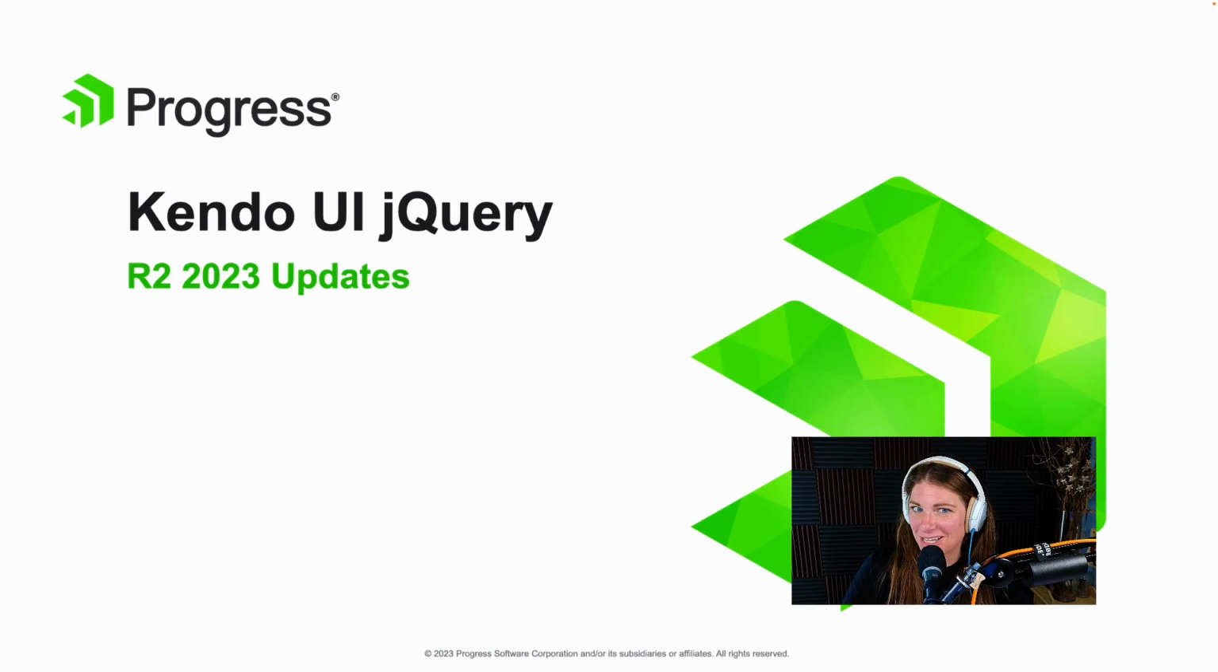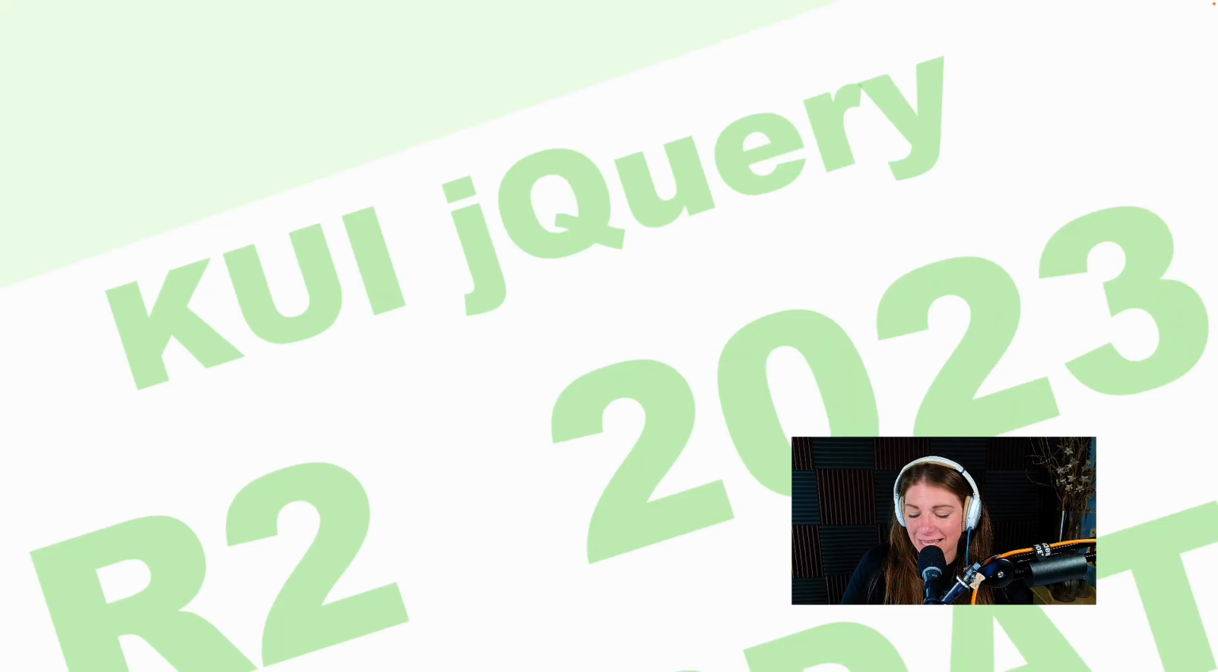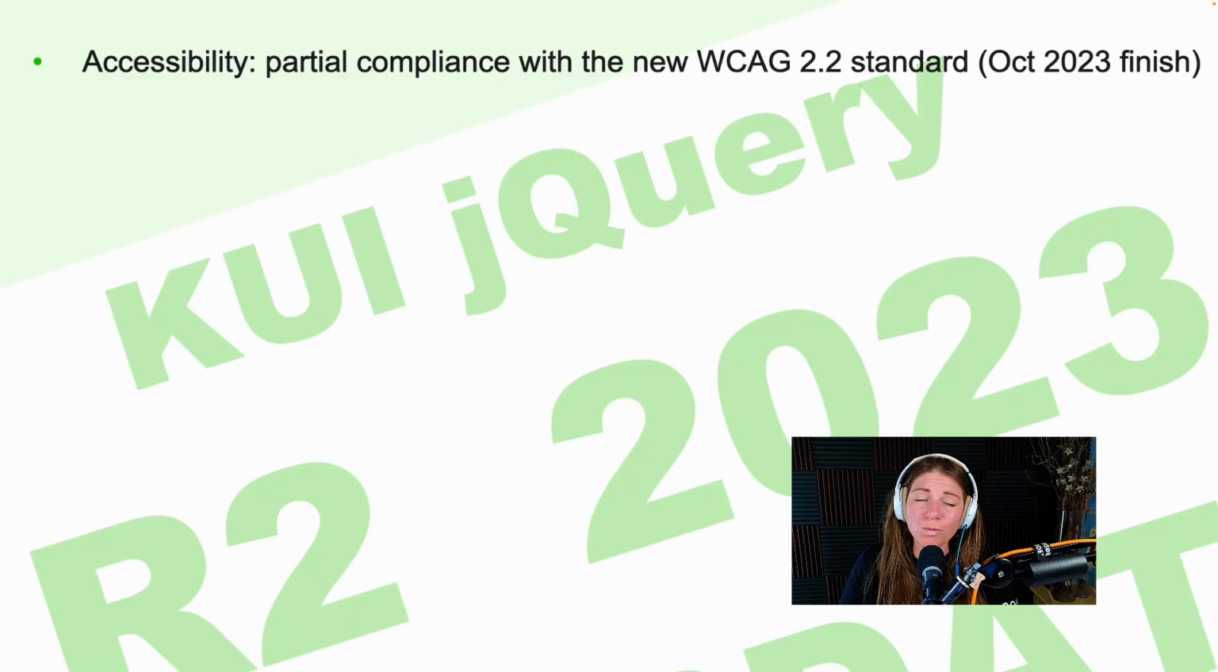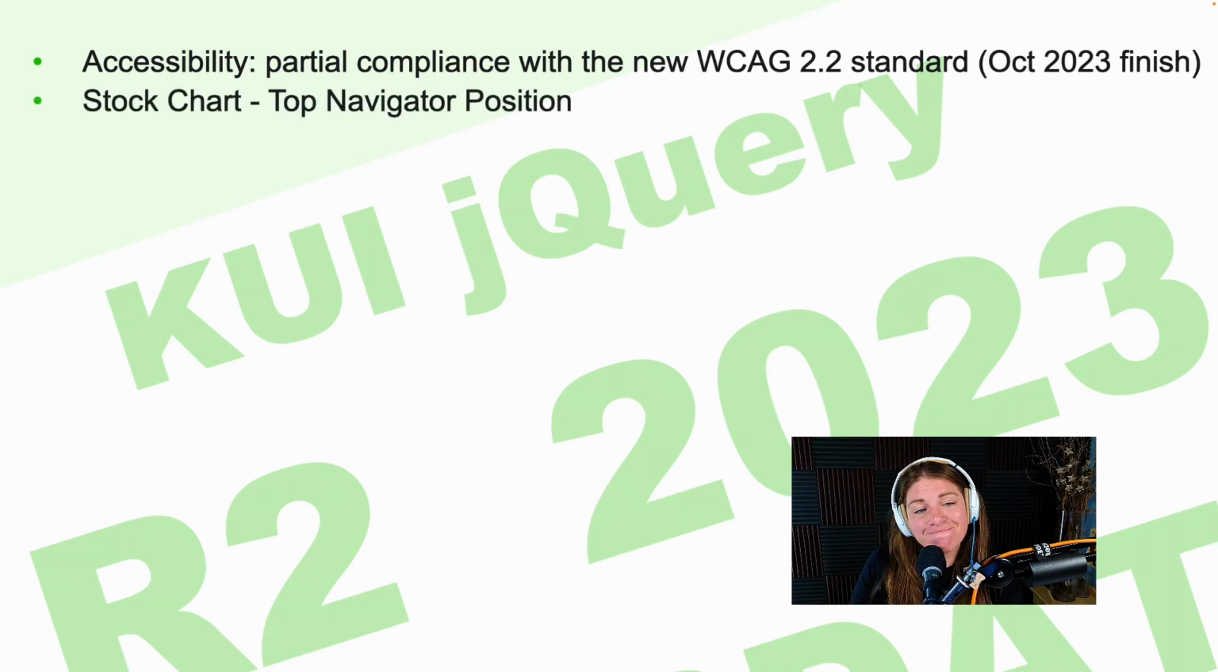Hello and welcome to the jQuery portion of our Kendo UI R2 2023 updates. Very excited to dive in. We have so many features to talk about. The first is accessibility. We have partial compliance with the new WCAG 2.2 standards, and in October this fall, we are planning on having full compliance for the WCAG.